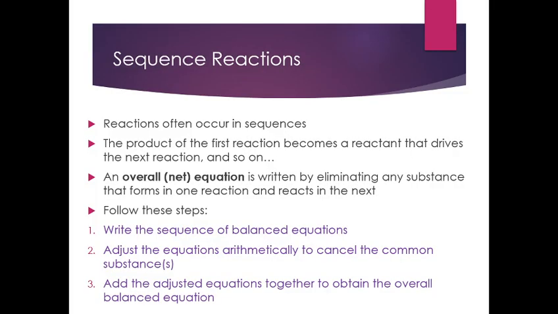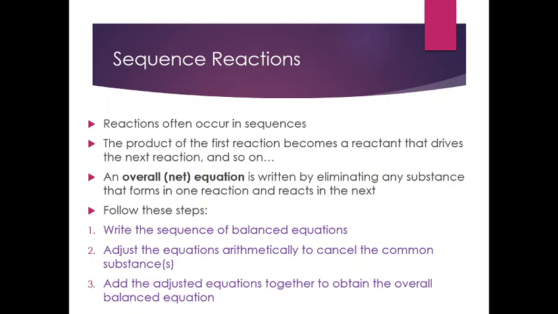Sequence reactions are also called by a couple of different names. You might hear them as cascade reactions as well. Basically, it's just a reaction that occurs and sets off another reaction, which sets off another reaction, and so on and so forth. The way that this happens is usually the product of the first reaction becomes a reactant in the next one, and that becomes a product, becomes a reactant, and so on.